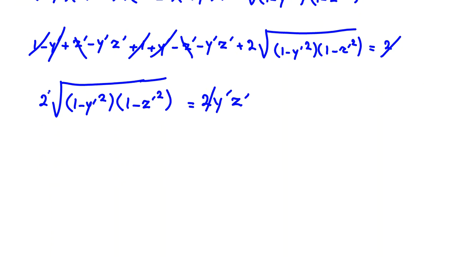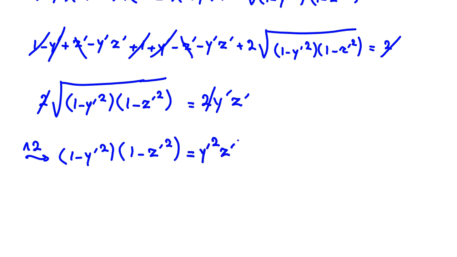Now we simplify, we divide both sides by 2. We raise to the power of 2. Second approach when we see radicals, here square root. So (1 minus y prime squared) times (1 minus z prime squared) is equal to y prime squared z prime squared. If we multiply, here we will have y prime squared z prime squared. It will be cancelled. So we have 1 minus y prime squared minus z prime squared equal to 0.